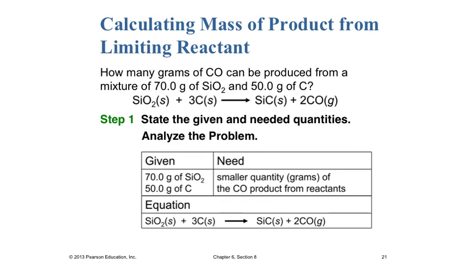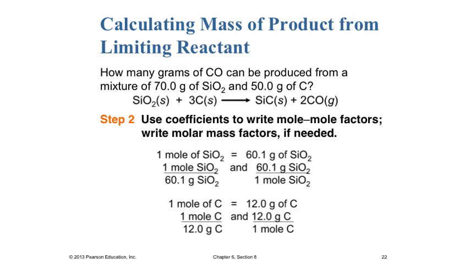So let's look at this problem. It says how many grams of CO can be produced from a mixture of 70.0 grams of SiO2 and 50.0 grams of C. Now, if I'm given 70 grams of sand, which is SiO2, and 50 grams of carbon, which is C, it wants me to know what is my limiting reactant. So the first step is to calculate the mole-mole factors or write the molar mass.